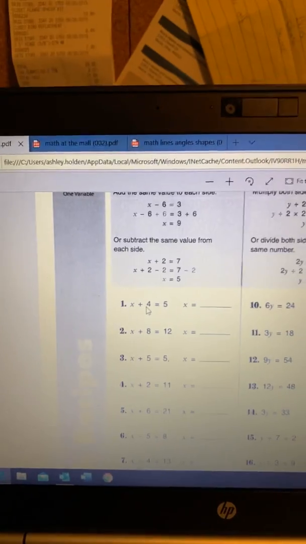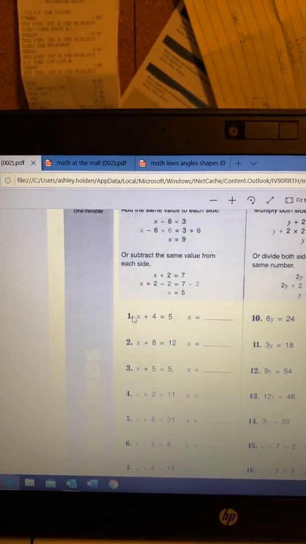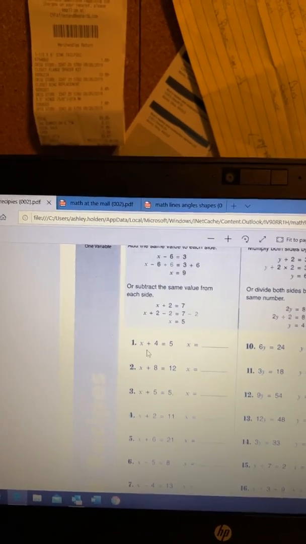So like here for number 1, it's x plus 4 equals 5. So the first thing you want to do is get x by itself. In order to do that, we have to do the inverse operation of what's attached to it, which is plus 4. The inverse of plus 4 is going to be minus 4. So you'll subtract 4 from the left. Whatever you do to the left, you also have to do to the right. So we'll subtract 4 from the right as well. So 5 minus 4 is 1. That'll leave us with x equals 1.